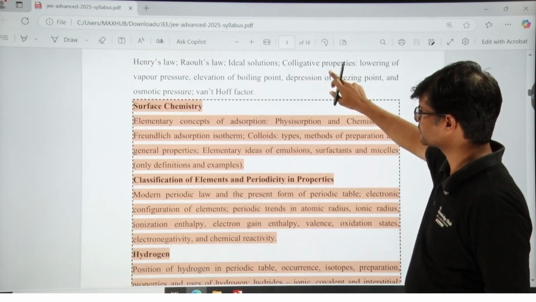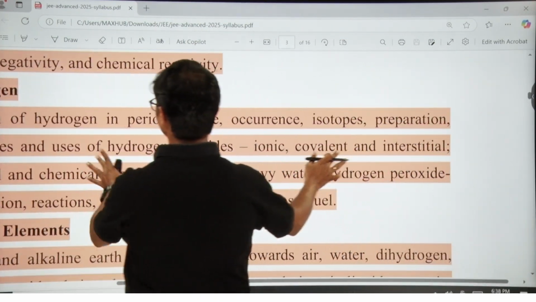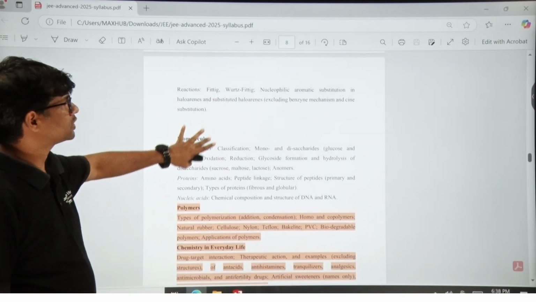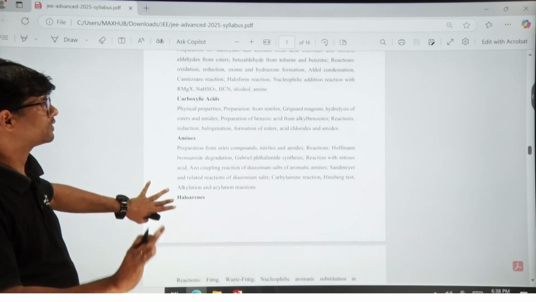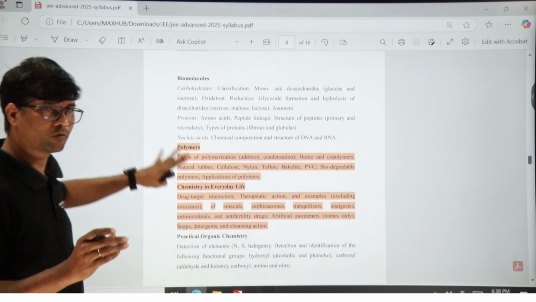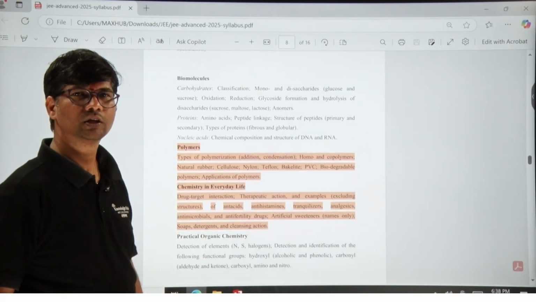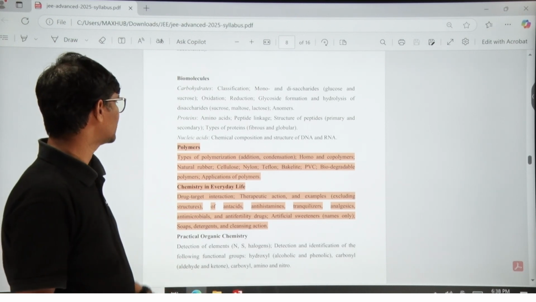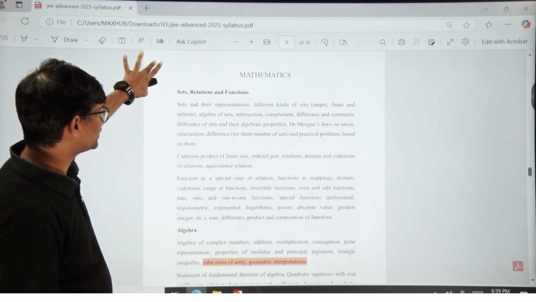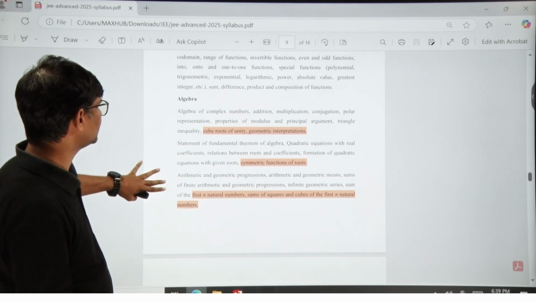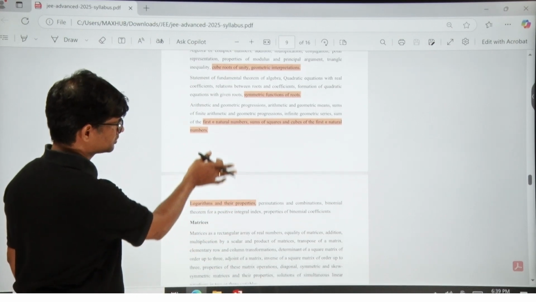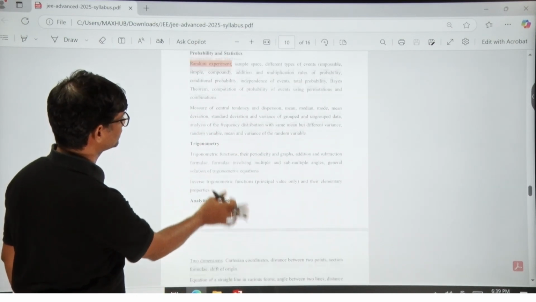There is no difference between the 2024 advanced syllabus and the 2025 advanced syllabus at all. But why I am showing this is that most students are not aware of what extra topics they need to prepare for the advanced exam. They are sticking to only the JEE Main syllabus, and they are ending up with fewer marks. Mathematics also I have highlighted here. These are the highlighted topics you need to prepare. You need to give them importance.